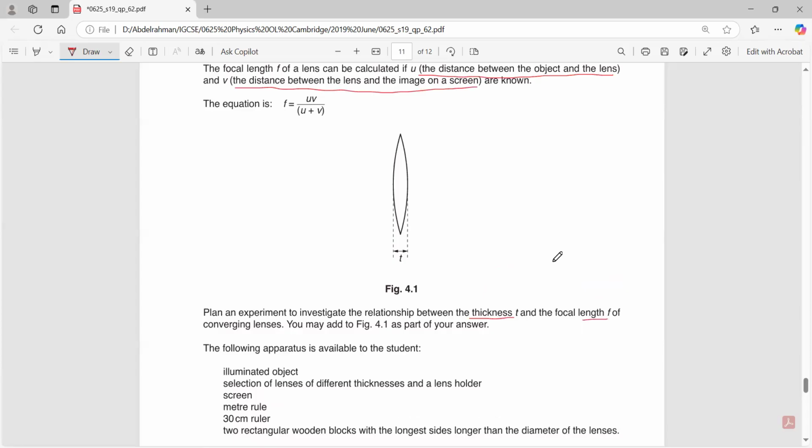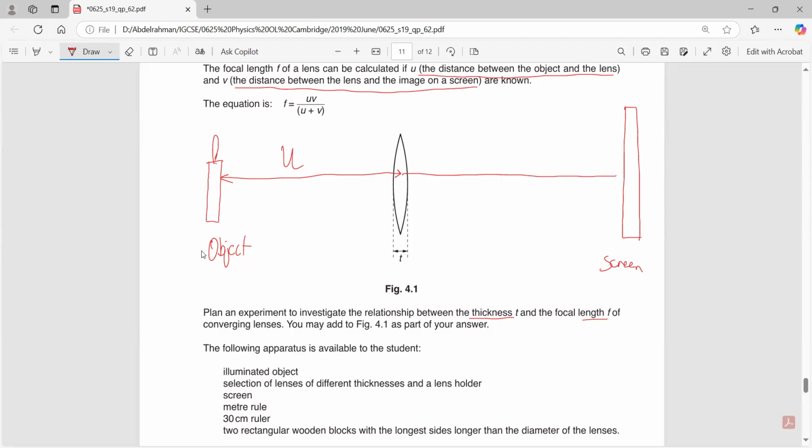So on this diagram, we need to draw the object and the screen. This is the object. Usually the object is on the left, so you have an illuminated object, for example, a candle. And the distance between the object and the center of the lens is called U. And then you have the screen, and the distance between the lens and the screen is called V. So this is the diagram that we need to draw.